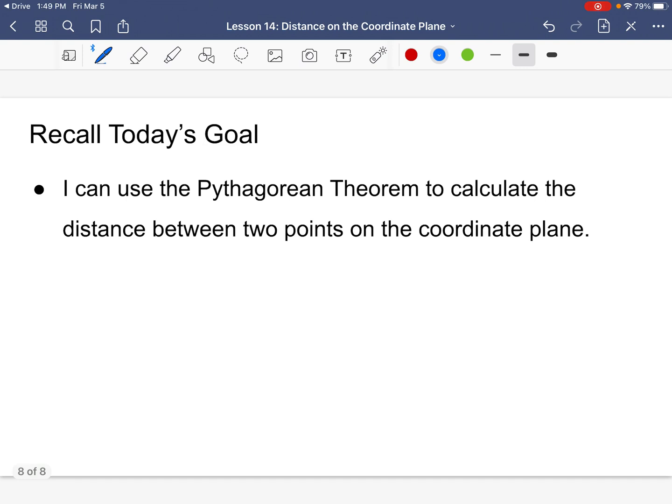So you saw today how to use the Pythagorean theorem to calculate the distance between 2 points on the coordinate plane. And that's the end of today's lesson.